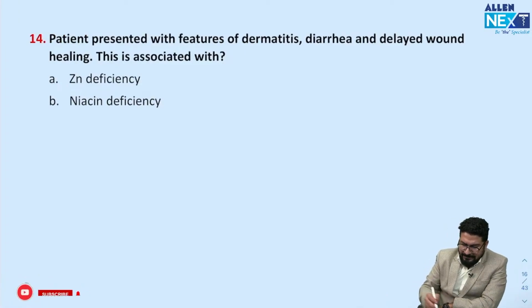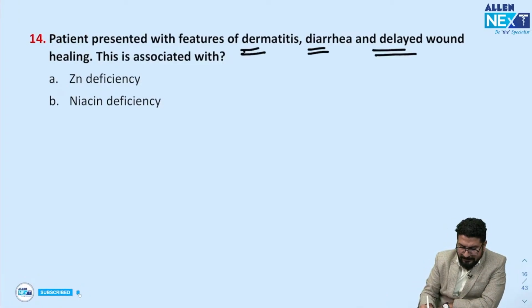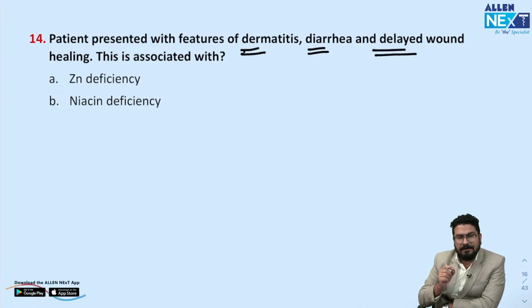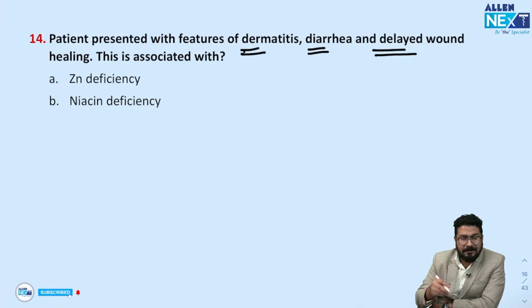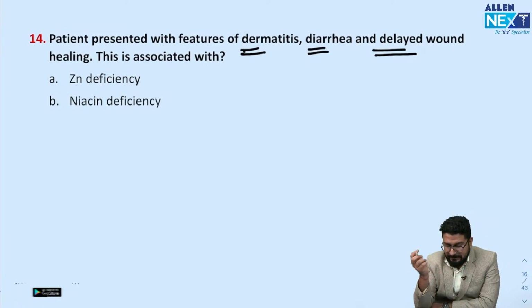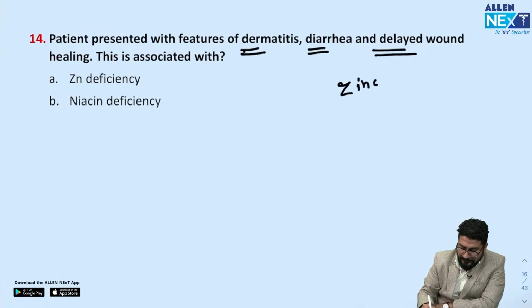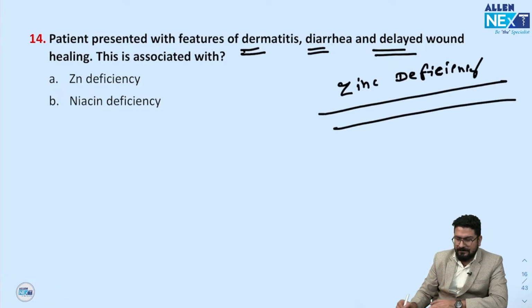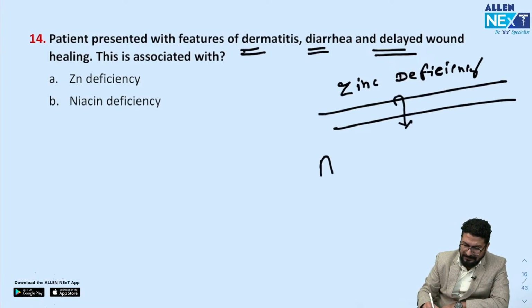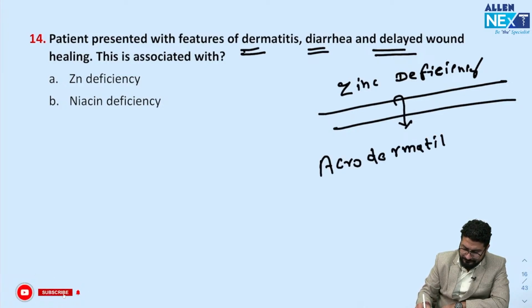Okay, patient presented with features of dermatitis, diarrhea and delayed wound healing. Remember the most important metal for wound healing is zinc, and the most important enzyme will be matrix metalloprotease. For diarrhea in children we also give ORS with zinc. So remember, this is a case of zinc deficiency. Zinc is that important element, and there is a condition which occurs due to zinc deficiency, called acrodermatitis enteropathica. So actually it's a case of acrodermatitis enteropathica.